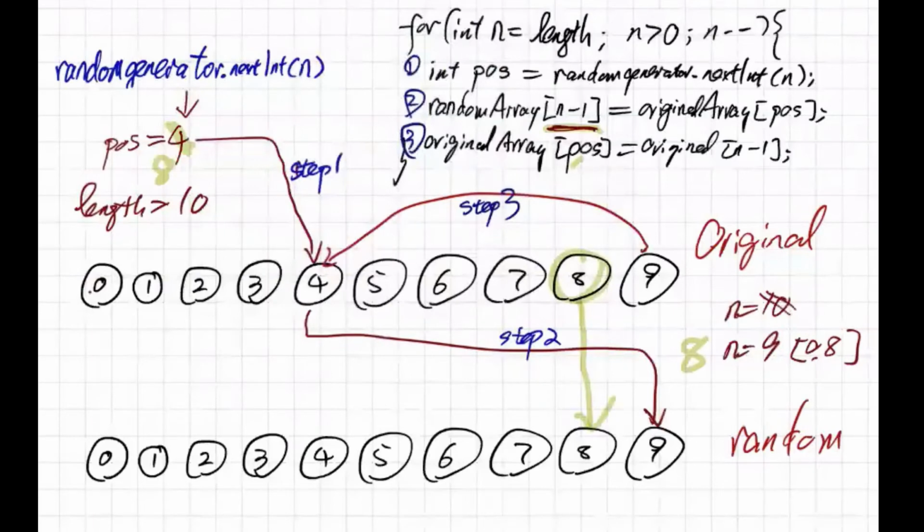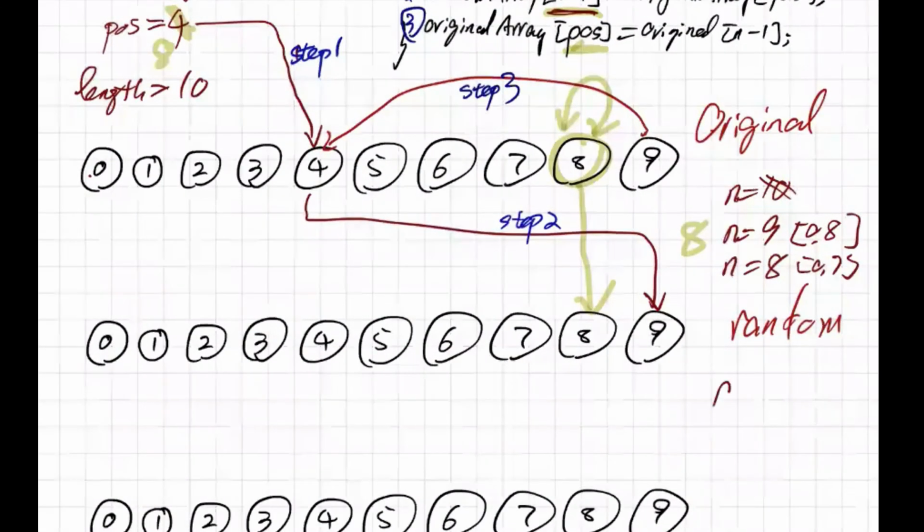And then how do we remove the number 8 from this array? We assign the original position, which is also original array 8, to n minus 1. So basically 8 is assigned to that again, so it needs no change. But because this is the last one, the next round n will become 8, and we go from 0 to 7. So the number 8 then will be removed.